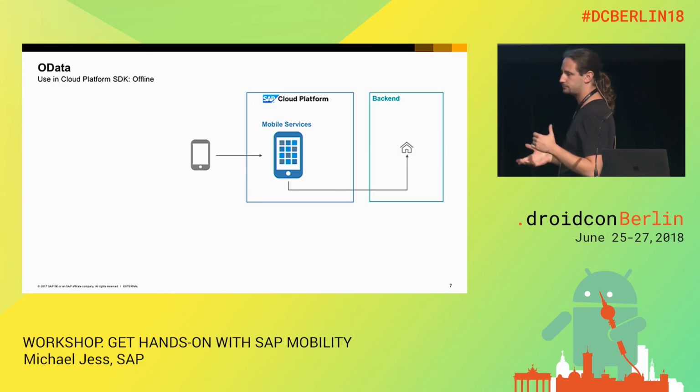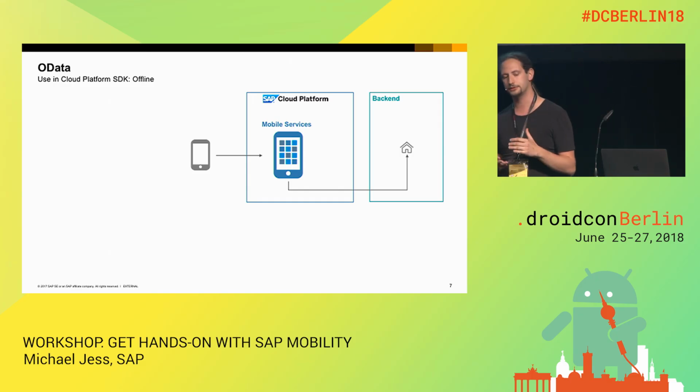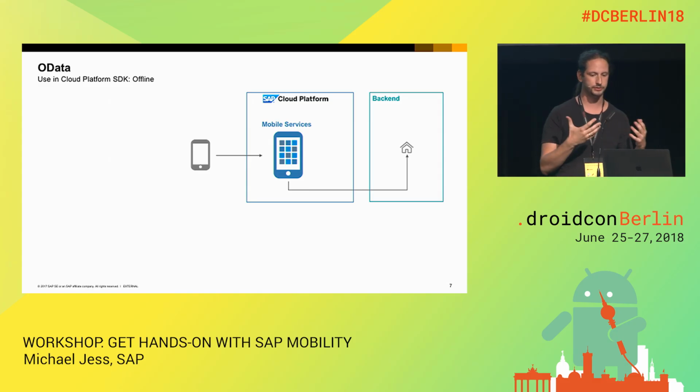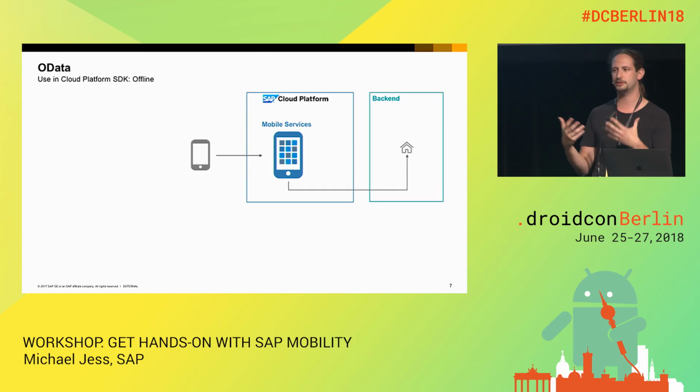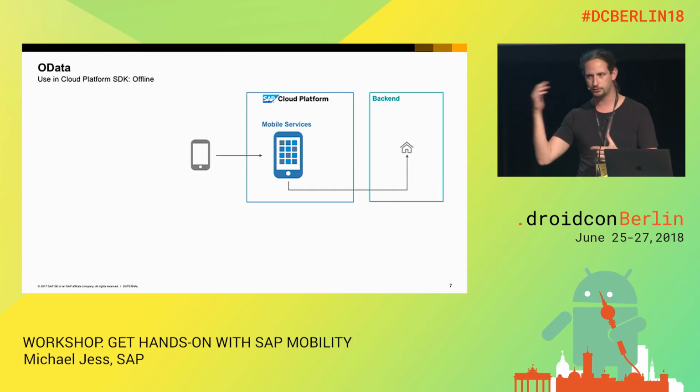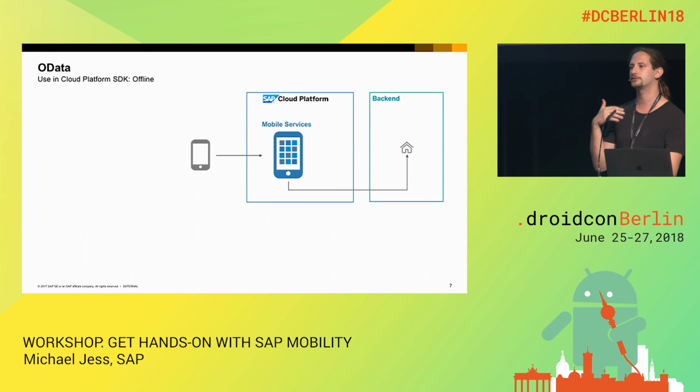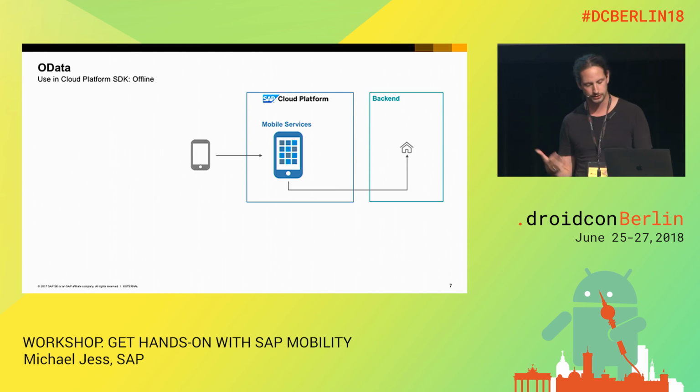Offline in SAP Mobility relies strongly on OData, and the reason is just simply how it works. It's got a lot to do with the schema again, because we're essentially generating a database, and I just want to run you real quick through the flow of how it works, because I believe it's important to understand how this offline works in order to use it properly.